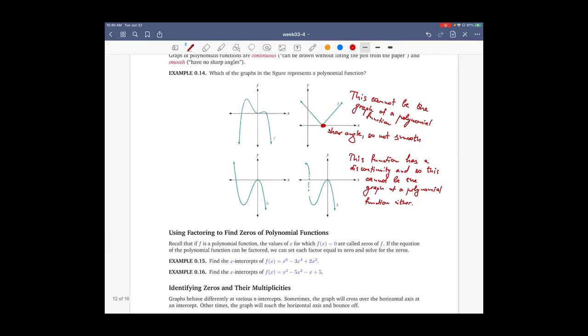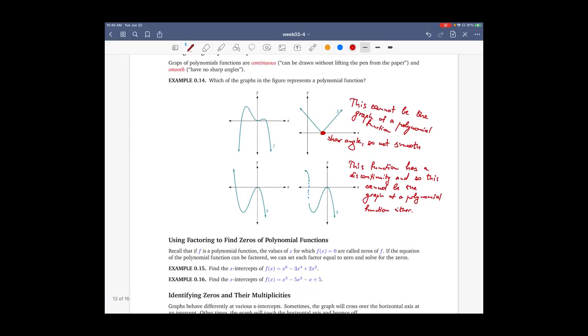The two graphs on the left could be, potentially, graphs of polynomial functions. This cannot be established just by looking at the picture, though, because we don't know what happens after that. There could be a discontinuity somewhere where we don't see this graph. But from what we see, this could be.